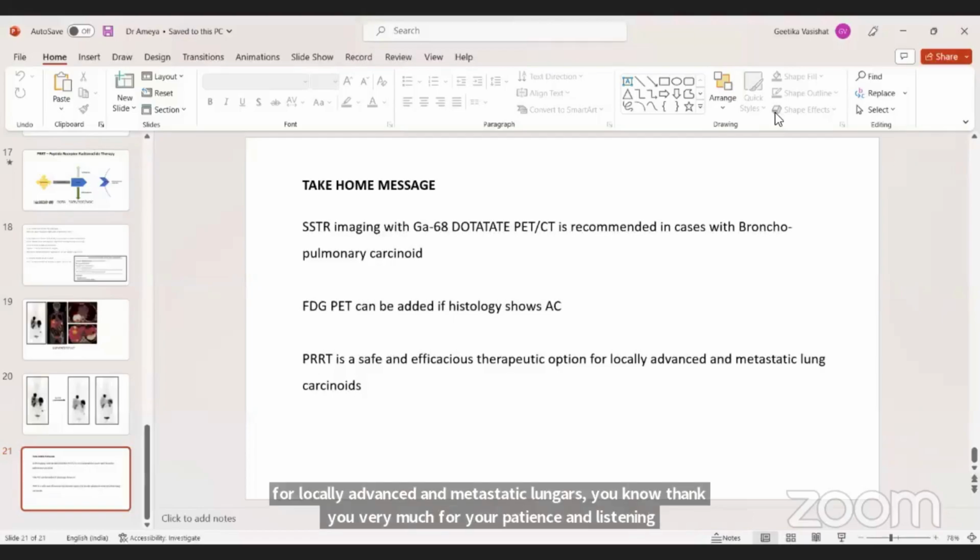Thank you so much, sir, for this crisp presentation. Sir, we have two questions. One is in the question answer box by Roshni Pandey ma'am. How to decide regarding re-SSR analog versus PRRT?